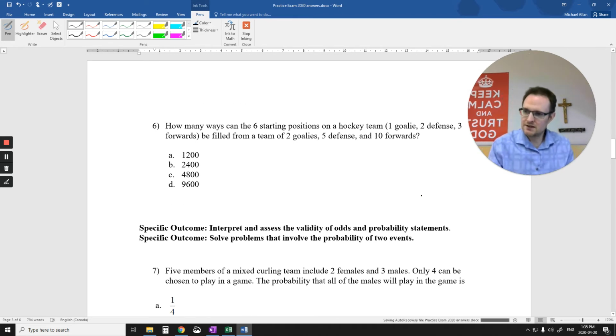For this one here, you just think about, does order matter? So I'm making a team. I got a little bit of order here because there has to be 1 goalie, 2 defensemen, and 3 forwards.